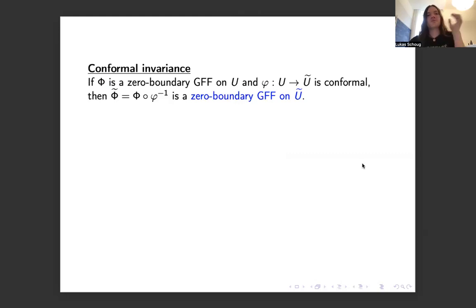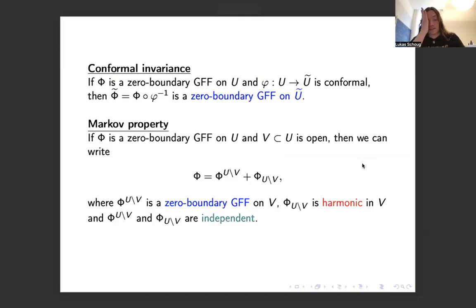It also satisfies a nice conformal invariance property, so that the image of a zero boundary GFF under a conformal map is just a zero boundary GFF in another domain. And it satisfies a nice Markov property, which tells us that if you look at any open subset of the domain, inside you can decompose the GFF as a zero boundary GFF inside said domain and a harmonic function, and these two are actually independent. So this is a very nice and strong Markov property.